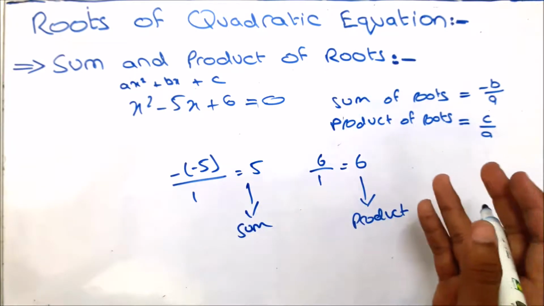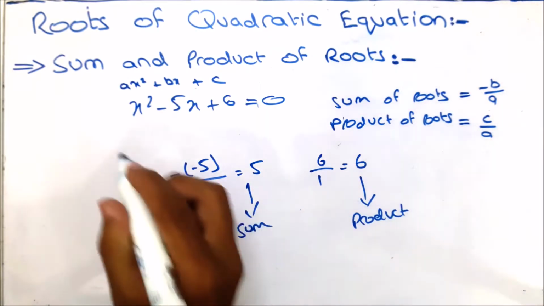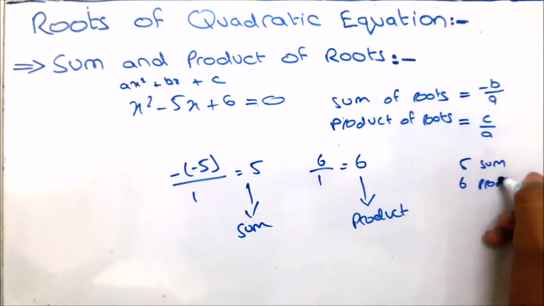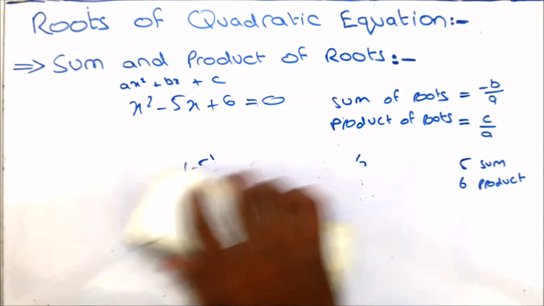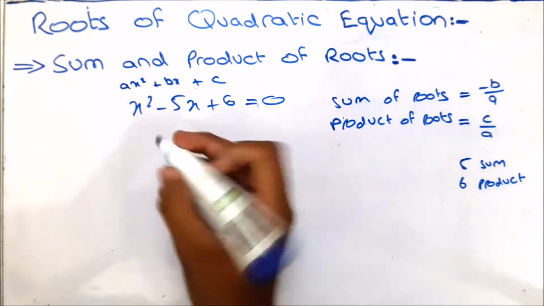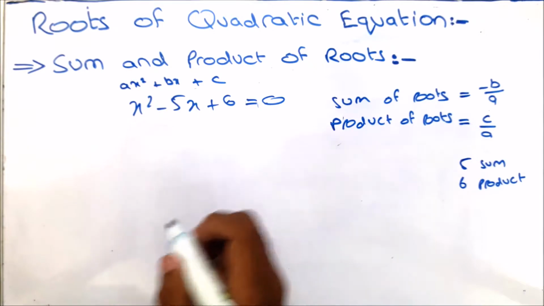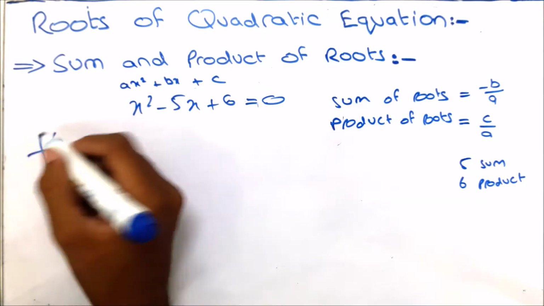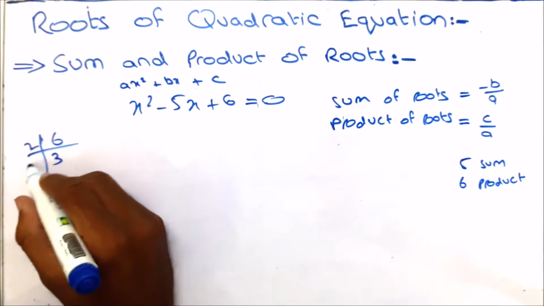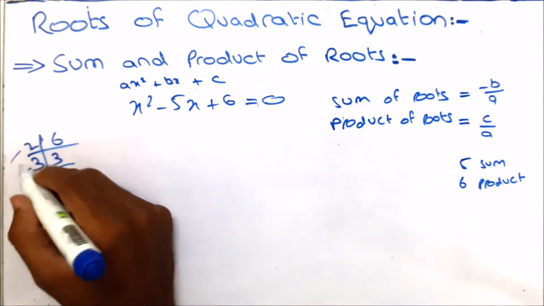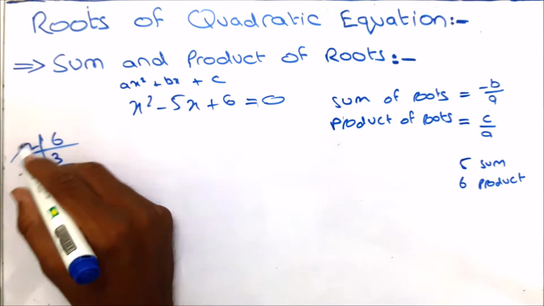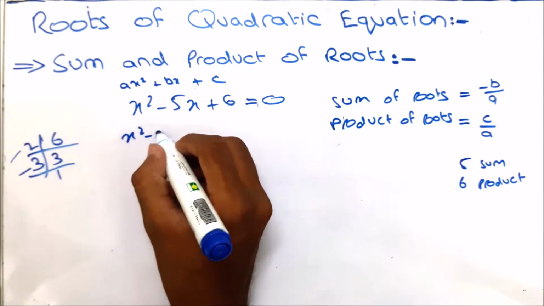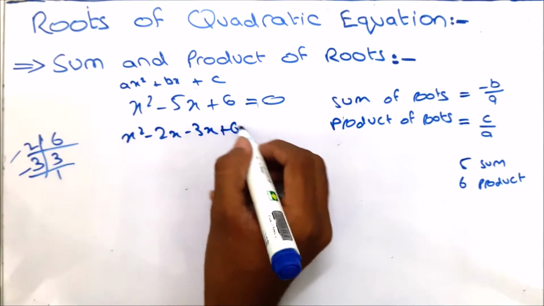We found it very quickly, and if we do it manually, let's see what happens. Our 5 is the sum, 6 is the product. I'll just erase this and solve it manually and show you. Let's do it using the factoring method. We have two numbers whose product is 6 and, when we take the sum of their negatives, minus 2 plus minus 3, we get minus 5, and when we take the product we get 6. So here we have x squared minus 2x minus 3x plus 6 equals 0.